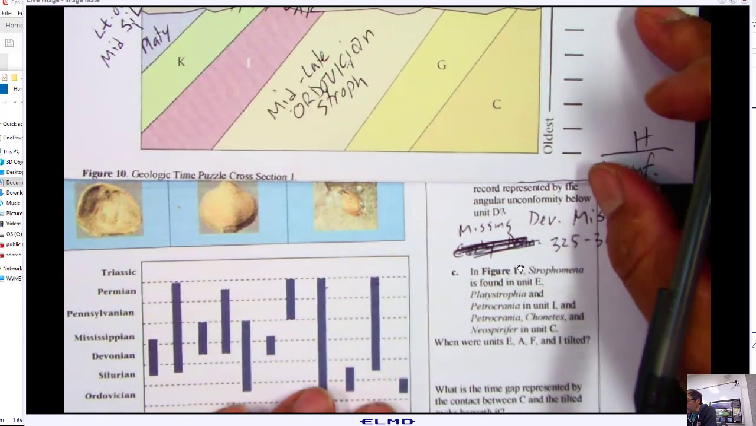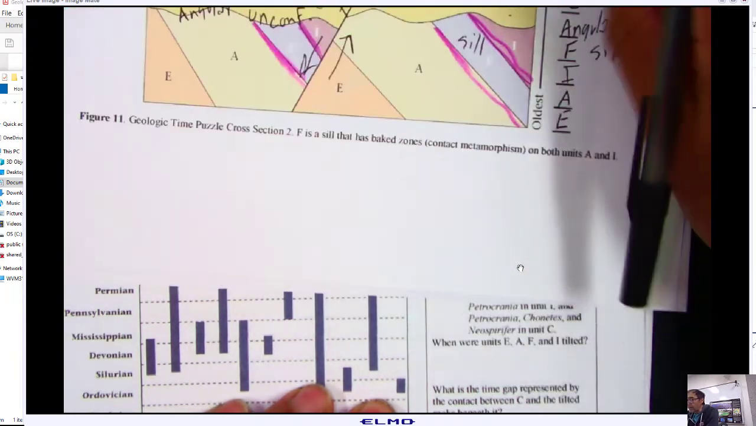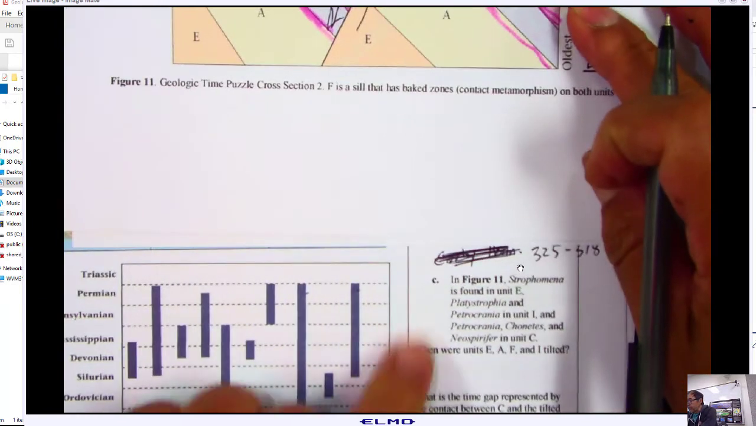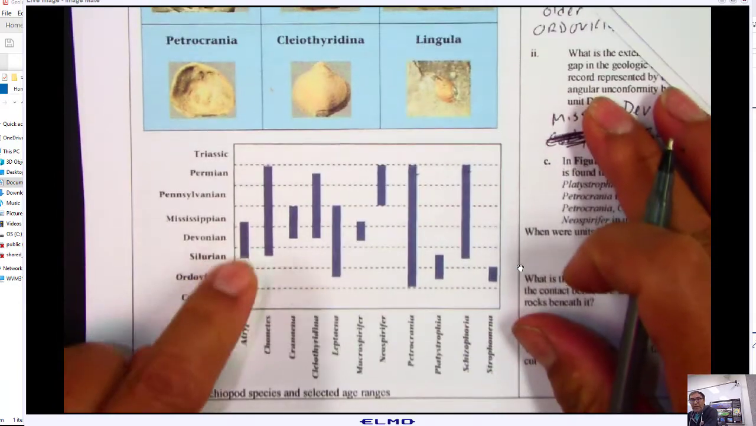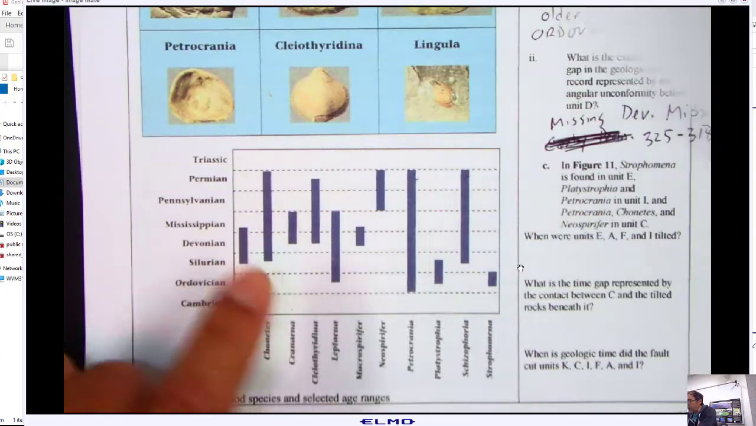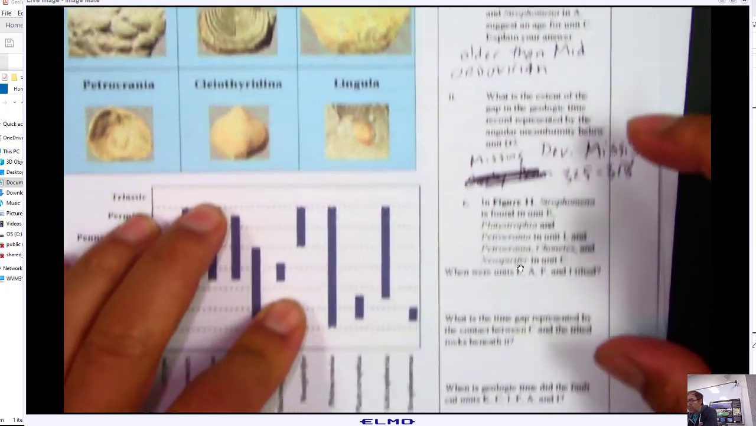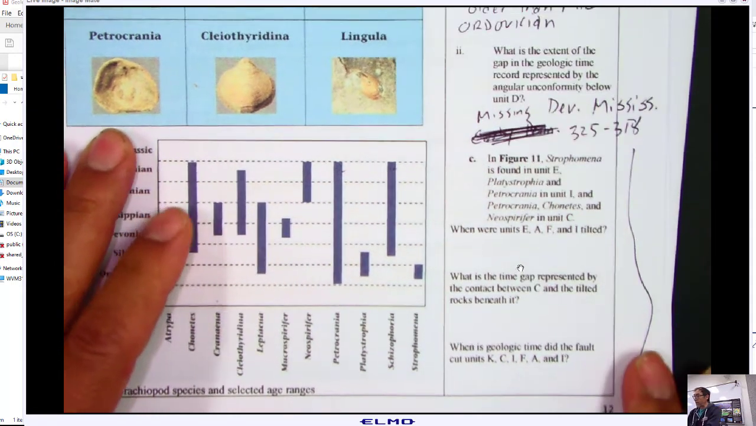All right, so now for figure 11. So for this figure 11, you're going to flip this over. This is one we did together. You'll do the same thing, right? You'll see that all these units have different brachiopods. You'll use the age ranges to label those units just like I did earlier, and then you can answer the rest of these questions. So I did figure 10. Your job is to do figure 11. Figure that out, okay? So that's something that I'll check when I grade the lab there.